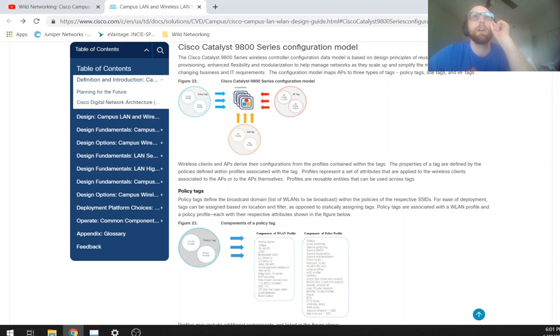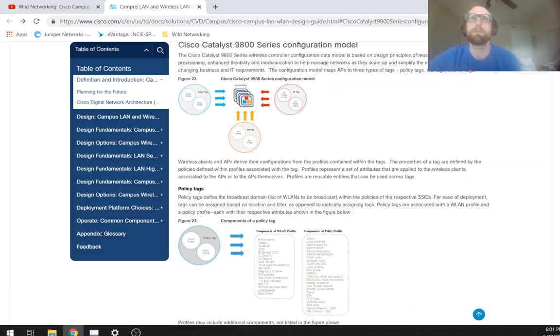Wireless clients and APs derive their configurations from the profiles contained within the tags. The properties of a tag are defined by the policies defined within profiles associated with the tag. Profiles represent a set of attributes that are applied to the wireless clients associated to the APs or to the APs themselves. Profiles are reusable entities that can be used across tags.